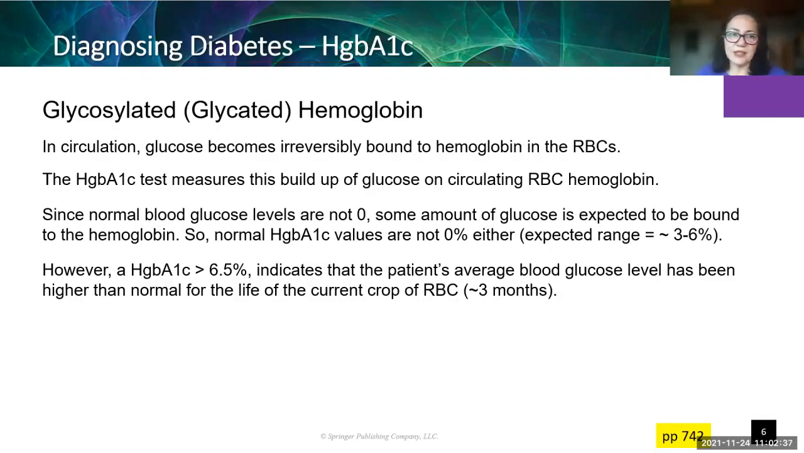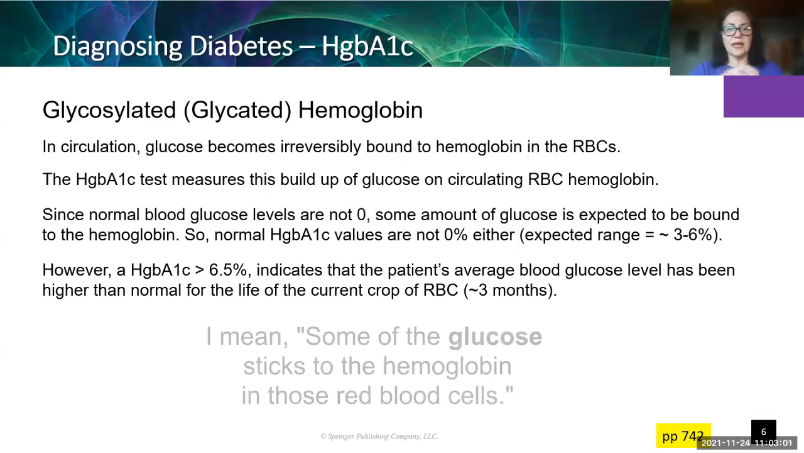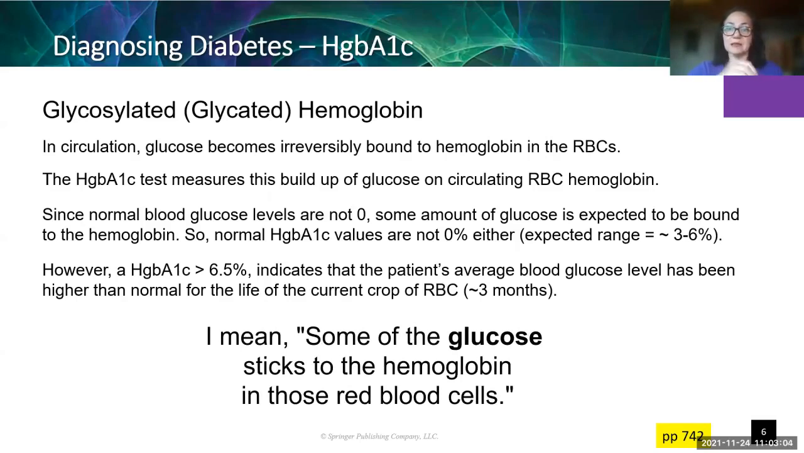How is diabetes diagnosed? Primarily with glycosylated hemoglobin or glycated hemoglobin, also known as the hemoglobin A1c test. How it works, it's really clever. So in circulation, glucose becomes bound to the hemoglobin. Hemoglobin is a protein, as you know, in the red blood cells. And some of that glucose gets stuck on the hemoglobin, and this A1c test measures this buildup.